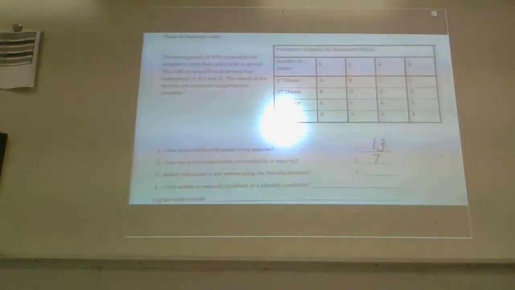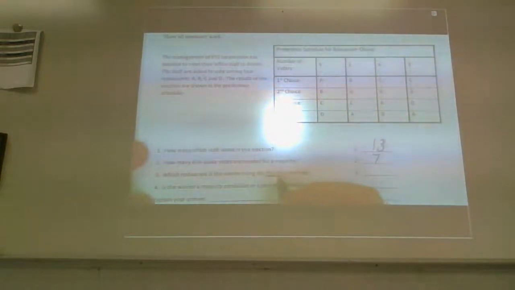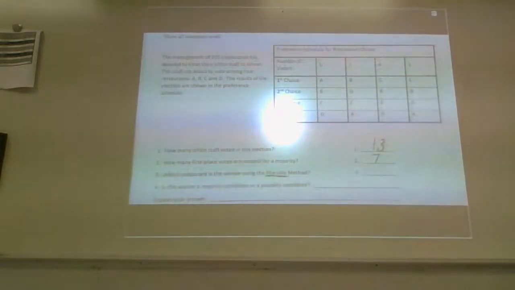If one restaurant gets 7 votes, there's no way any other restaurant could catch them. Because, well, 7, that would be it. The rest would be 6. But then they ask the question, which restaurant is the winner by plurality? Plurality is just who got the most first place votes. Again, it doesn't have to be a majority, but just who had the most first place votes.